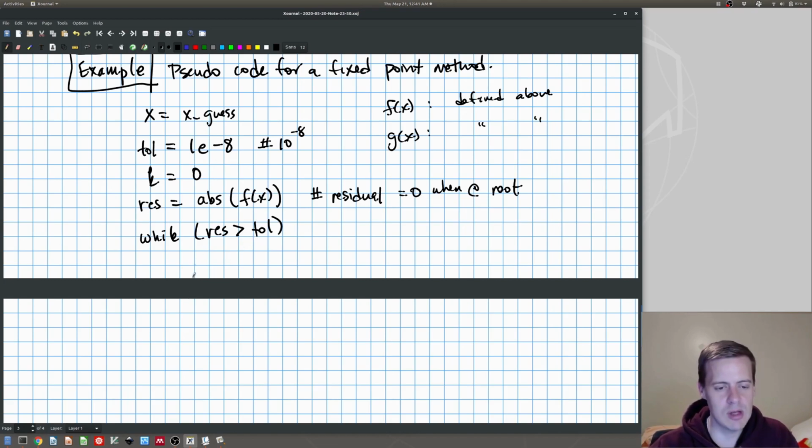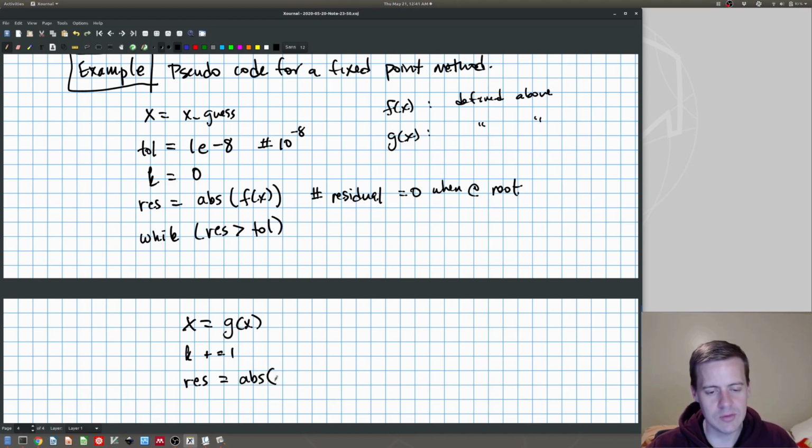So then what do I do inside my loop? I'm going to come down here to be inside the loop. So I say x now is equal to g of x. So this x, right, this is where the x that's assigned here goes. It comes in first, and then it gets assigned to x. Great. Perfect. And then I just increment k. I say k plus equals 1. All right? And then I need to calculate the residual again. So I say the residual is equal to the absolute value of f of x. Okay? Because I need to check if I'm done or not.